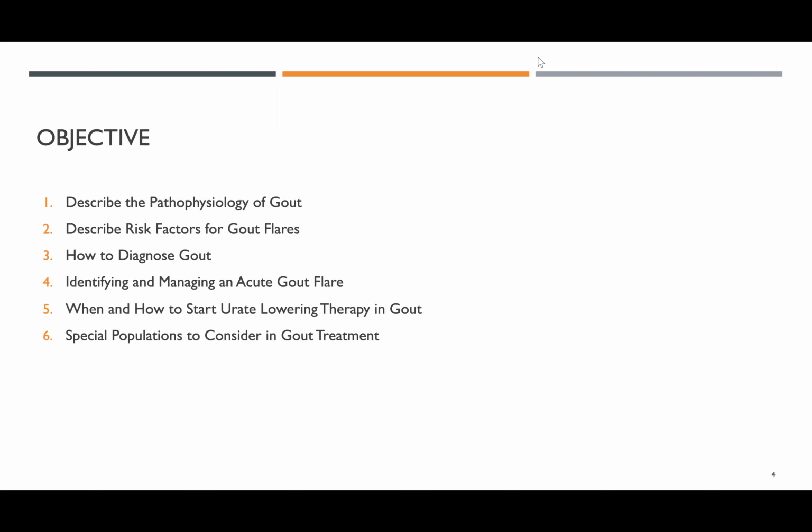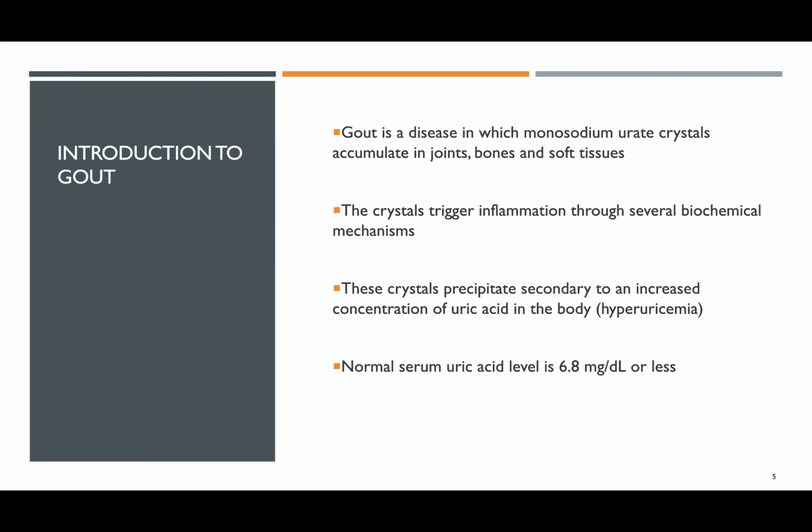Some of the objectives we're going to cover today: the pathophysiology of gout, risk factors for gout flares, how to make a formal diagnosis of gout, identifying and managing acute flares, as well as, hey, when do we start and why do we start urate-lowering therapy in gout? And what are some considerations we have to take in our patients with multiple medical comorbidities who are being treated for gout? So, introduction to gout.